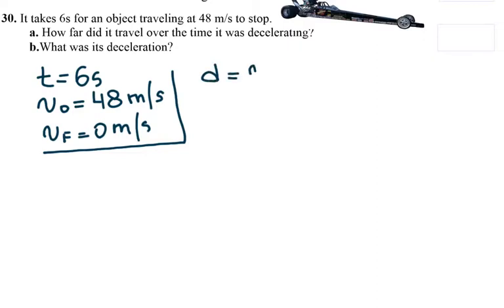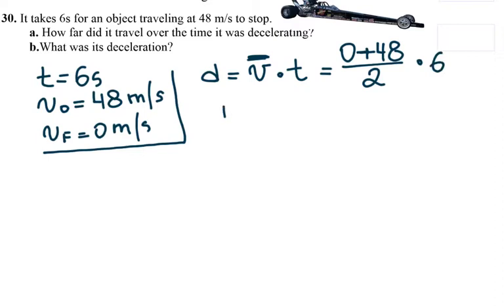And that is the average velocity times the time. And again, the average, don't mess it up with change of the velocity. Average means initial plus the final over 2. Initial plus the final divided by 2 times 6 seconds. So the distance, or the displacement, is equal to 144 meters.